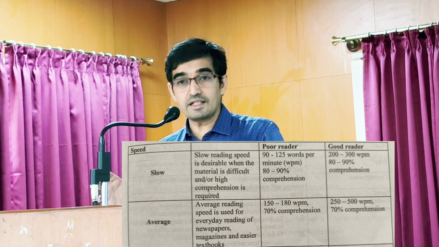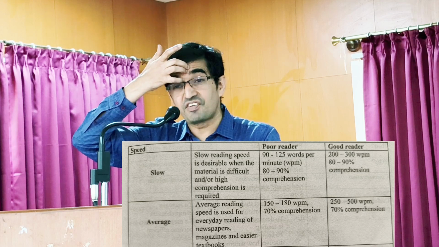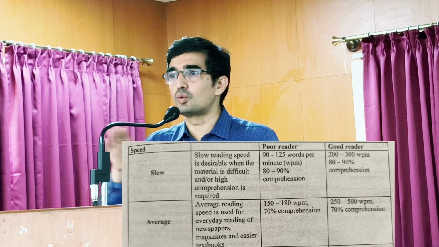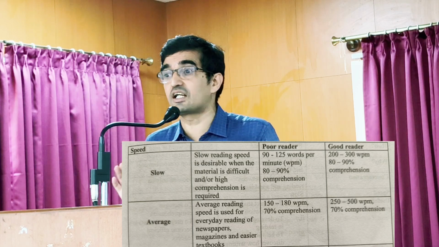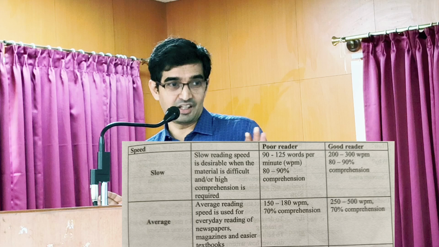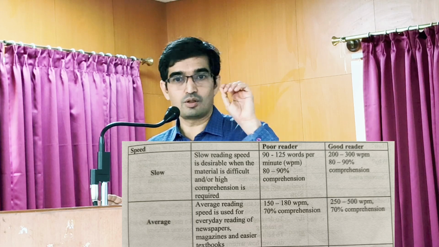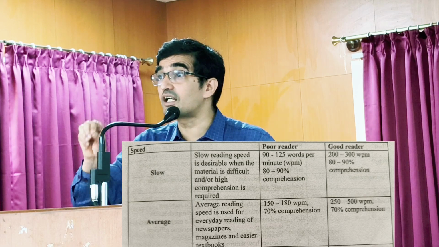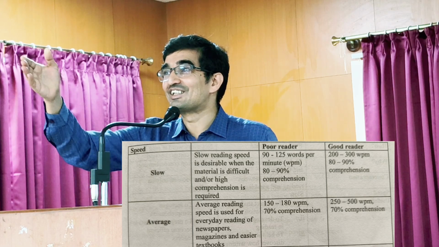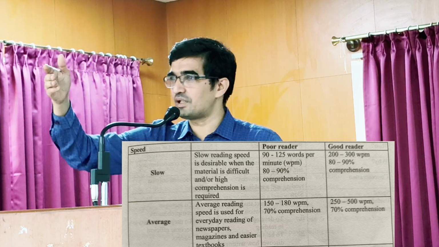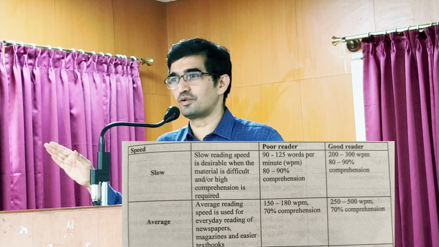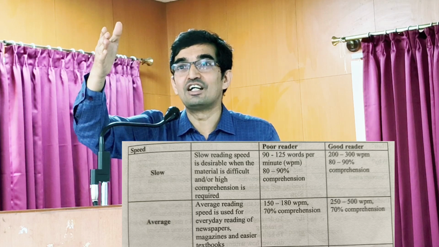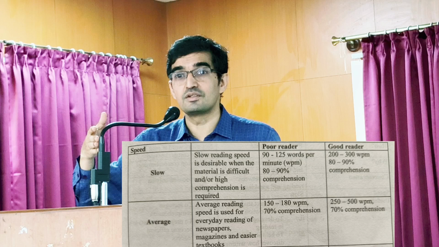slow reading is desirable when the material is difficult or when high comprehension is required. When do we read material slowly, carefully? Which type of materials do we read carefully? When we are not aware of that matter. Correct. For example, some scientific materials. What other materials do we read carefully, word by word? Unseen passage, okay. In an unseen passage you don't have to read very carefully. Technical materials, legal documents, the examination paper.